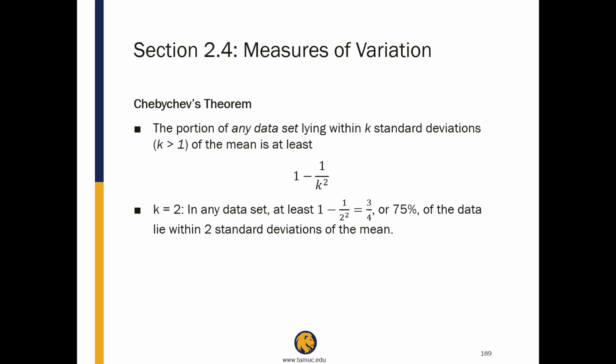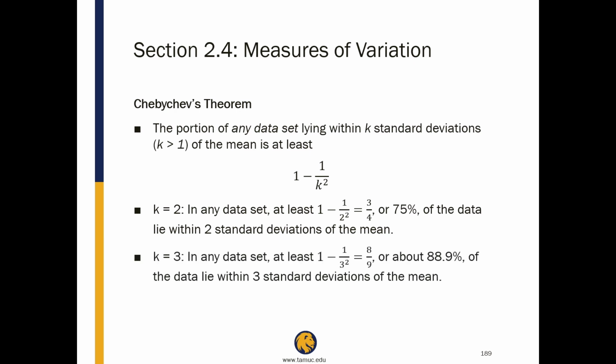And we saw for bell curves that 95% was within 2 standard deviations of the mean. So for bell-shaped distributions, the percentage is higher. But for other types of distributions, it may be lower, all the way down to 75%.